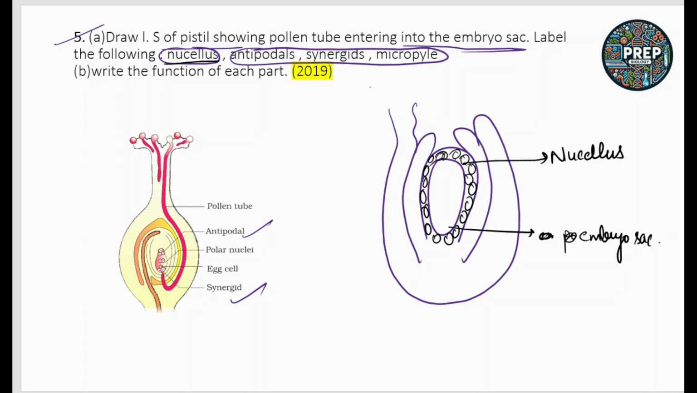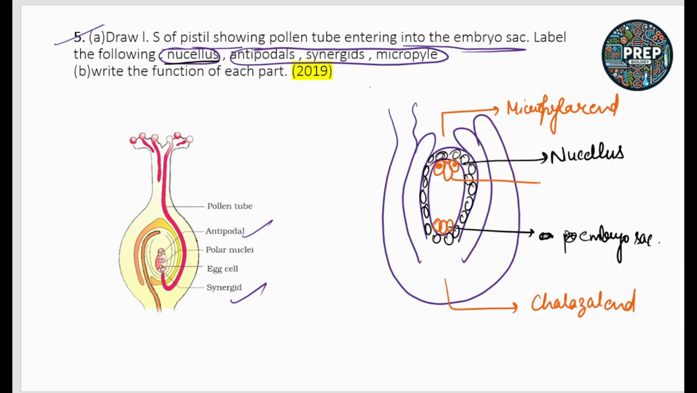Okay. What are antipodals? When the embryo sac is developed or mature, the antipodals are formed. There are 3 antipodal cells, and this is the micropylar end, and this is the chalazal end. Okay, and at the micropylar end we have the 2 synergids and one egg cell. This is the egg and these are the 2 synergid cells. Okay, and the position of the micropylar end and chalazal end is clear to you all.